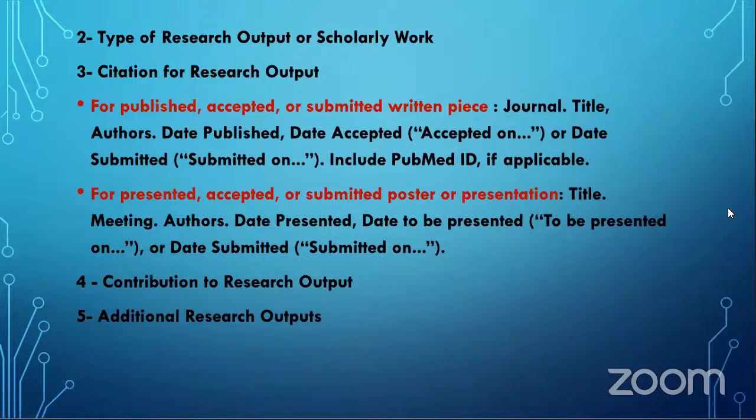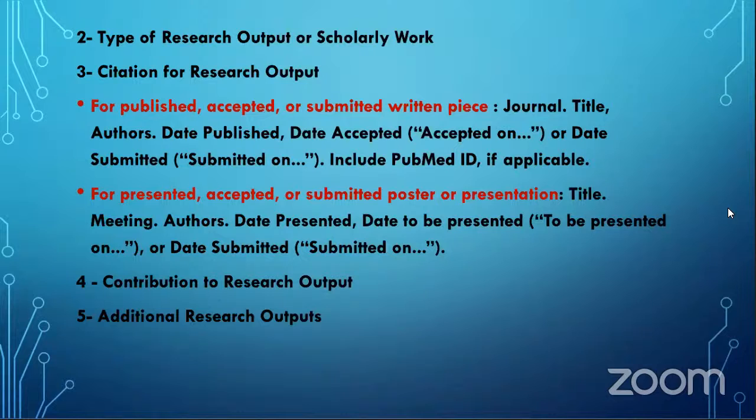So second, there is a question about type of research output or scholarly work. Citation for research output. When they say citation for research output, they mean a published, accepted, or submitted written piece. For example, you have to answer the journal, title, author, date published, date accepted, or date submitted, and include a PubMed ID if applicable.